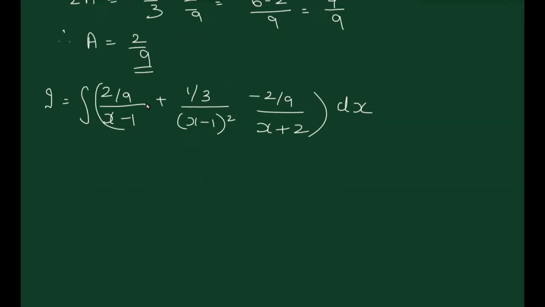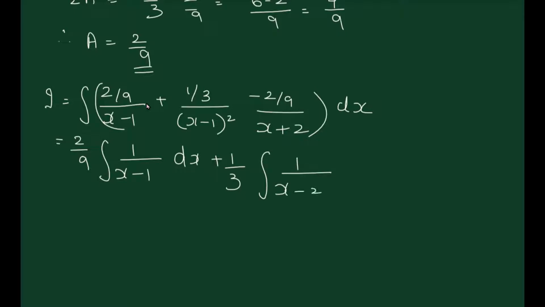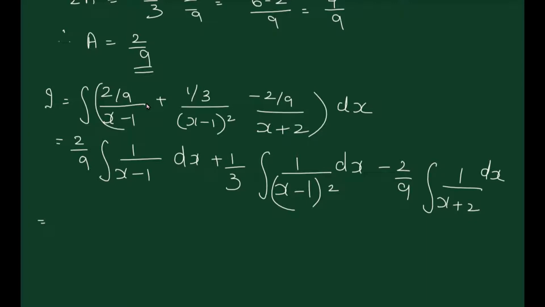Therefore the integral now becomes, now we separate out the integral. So 2 upon 9, the integral of 1 upon x minus 1 dx plus 1 upon 3, the integral of 1 upon x minus 1 the whole square dx minus 2 upon 9 outside, the integral of 1 upon x plus 2 dx. Now we solve it this way, that is 2 upon 9 into the solution for 1 upon x minus 1 is actually log x minus 1.